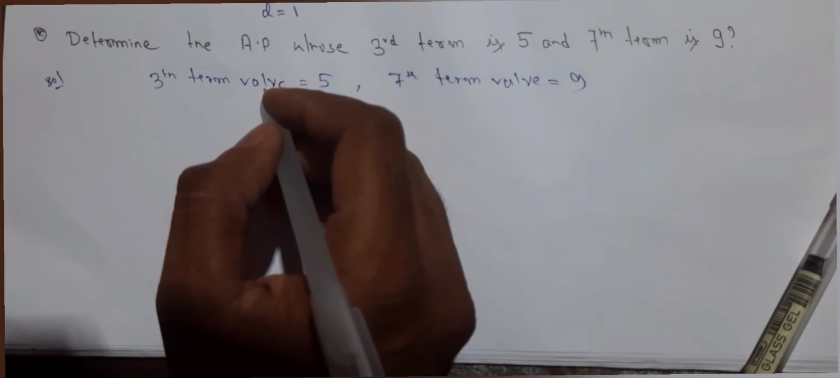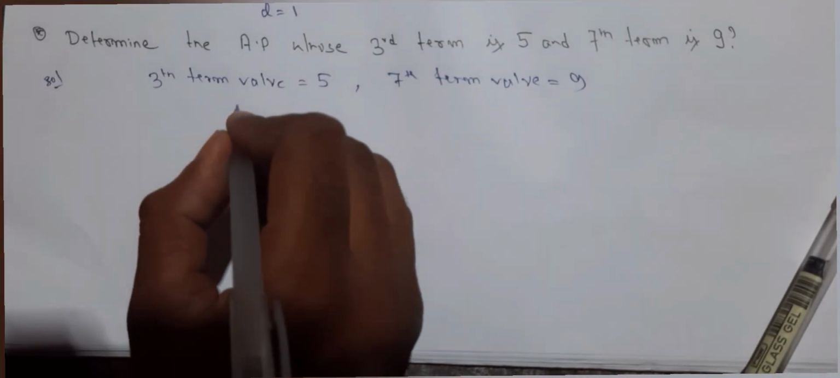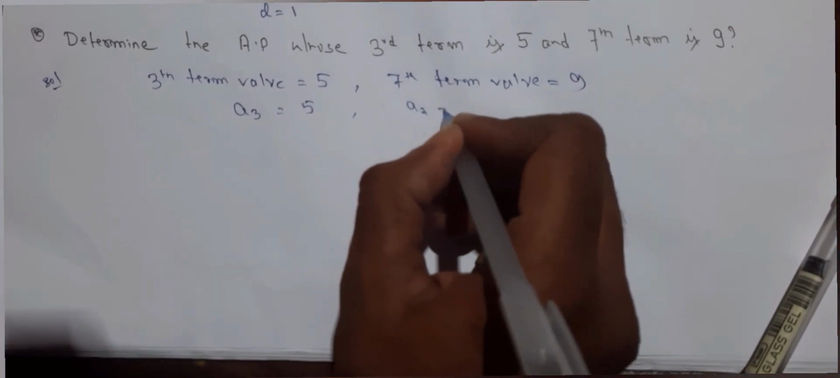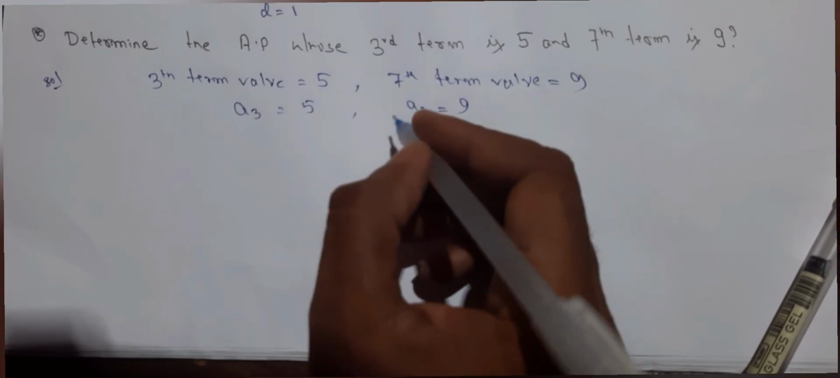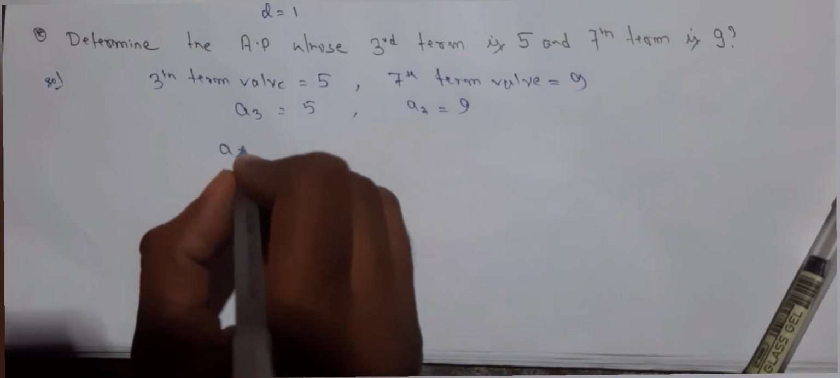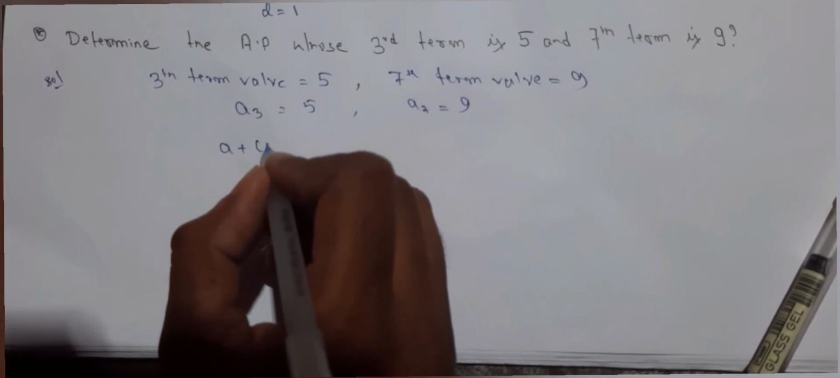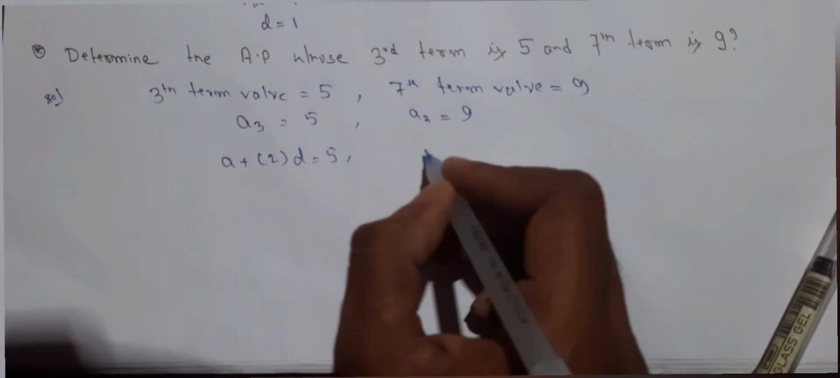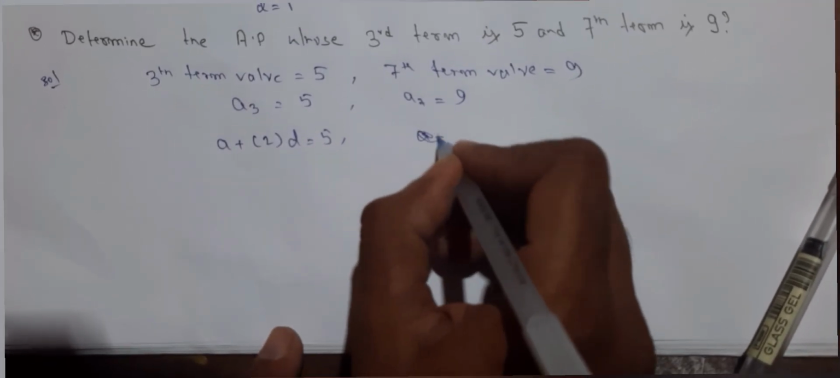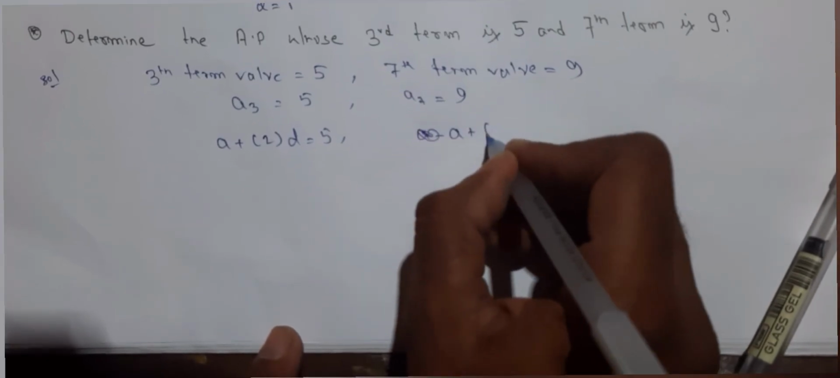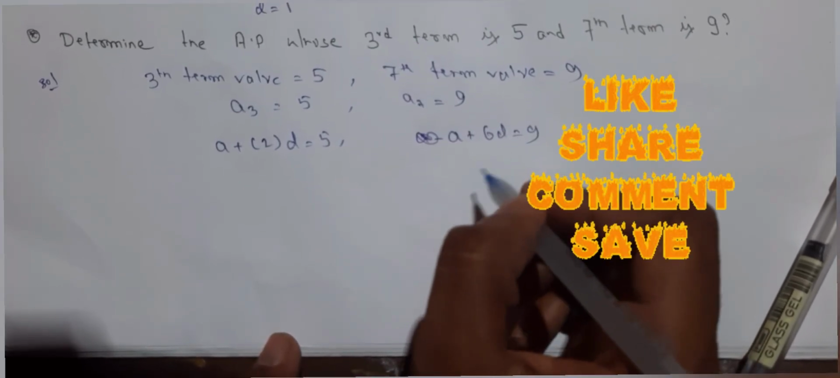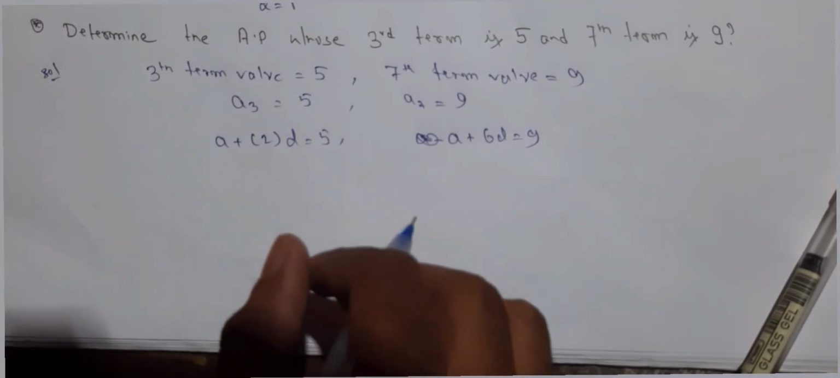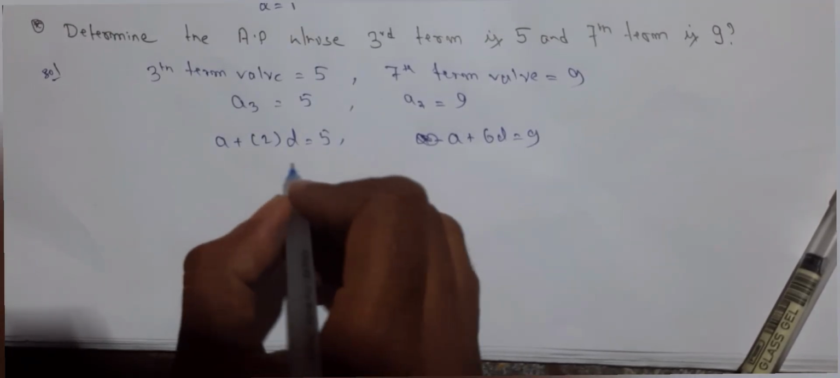So how will you write the third term value? a of 3, they gave you 5. And a of 7 is how much? 9. So it will be a plus (3 minus 1) d, and 3 minus 1 is 2, so a plus 2d is equal to 5, and here also a plus (7 minus 1) d, that is 6d, is equal to 9. Okay, up to here it's clear. Yes, it's very clear.